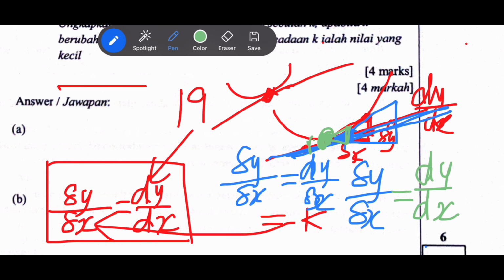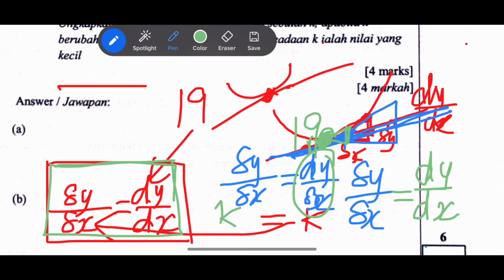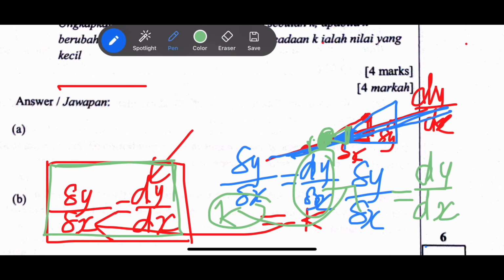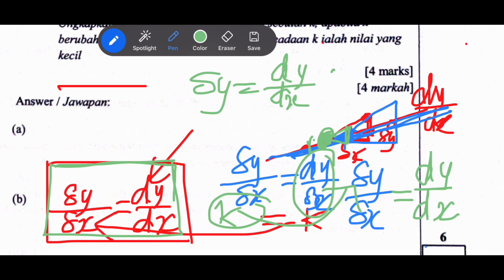If it lies on the blue line, then the gradient becomes the same, right? The gradient of the tangent is actually equal to delta y over delta x, which is also the gradient for the triangle. I hope you do understand. If you really cannot understand, for small changes, first thing you find dy/dx. Second thing, you find either delta y or delta x given by the question. And then you just use the formula that I wrote in green color.